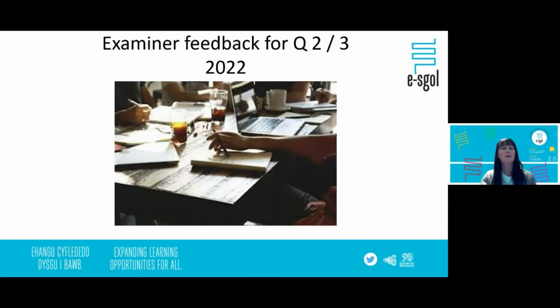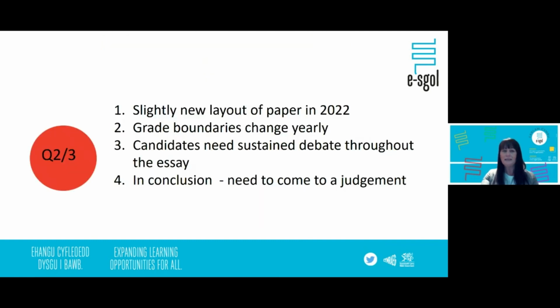So let's have a look at what the examiners had to say for that question 2/3 essay question from the candidates who sat the exam last year in 2022. We as teachers and lecturers will look at this at the start of the year so that we know how to advise students who are studying that particular topic area in that new year. So the first thing they said was that there was a slightly new layout of the paper, and that happened in 2022, and the examiners felt students had coped with it really well, and they're going to continue to use that slightly different layout of paper again for this year.